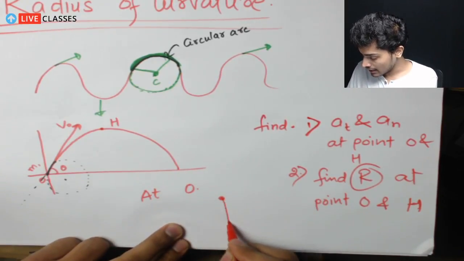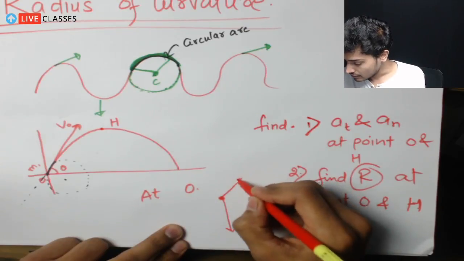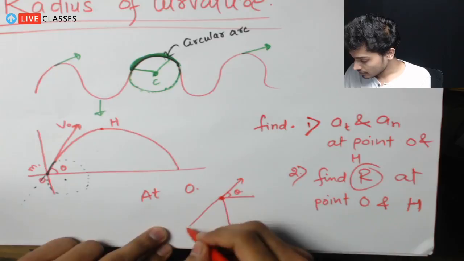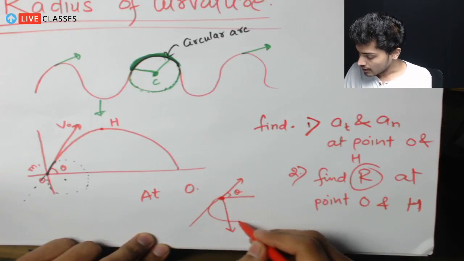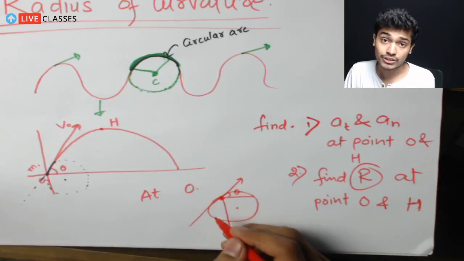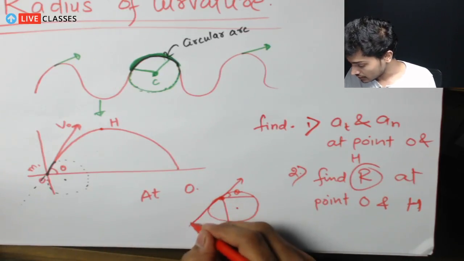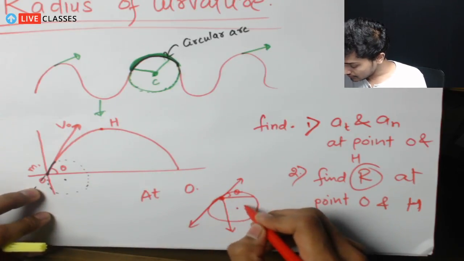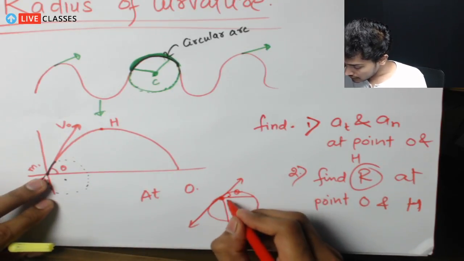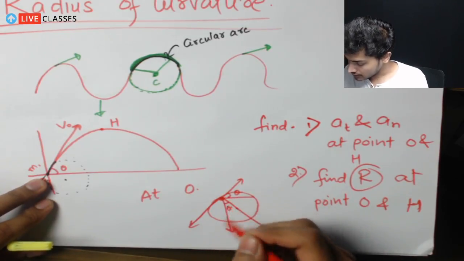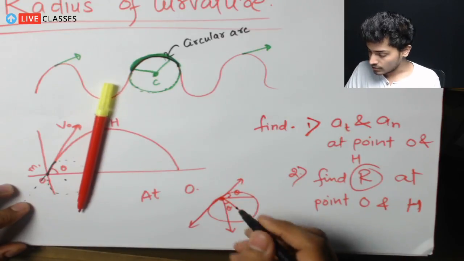Some mg will act, its velocity is at angle theta, and this is a circle, and first of all we have to find the tangential and normal acceleration. So here this is angle theta, this will be our theta, right? This will be our theta.